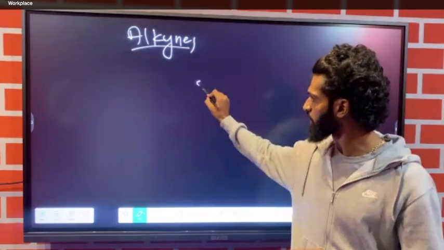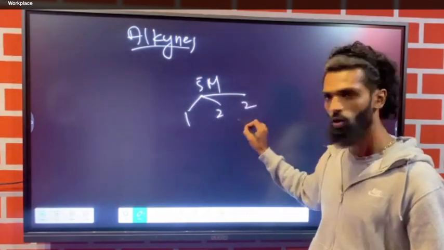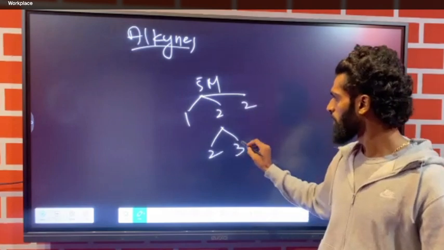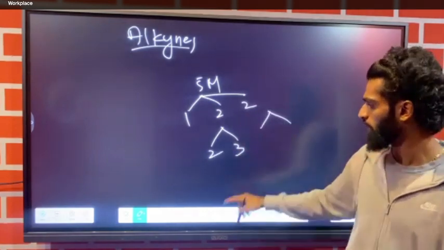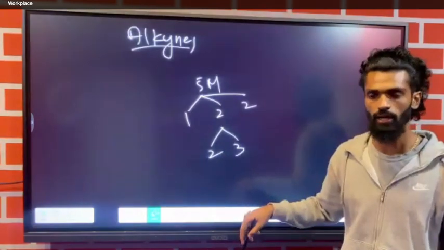Even your 5-marker in chemistry is broken down into 1, 2, 2 or 2, 3, only these two. Either 1, 2, 2 or 2, 3. This is what is being broken down. What's the logic?